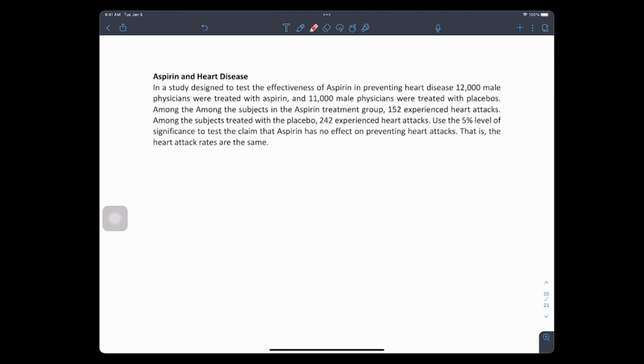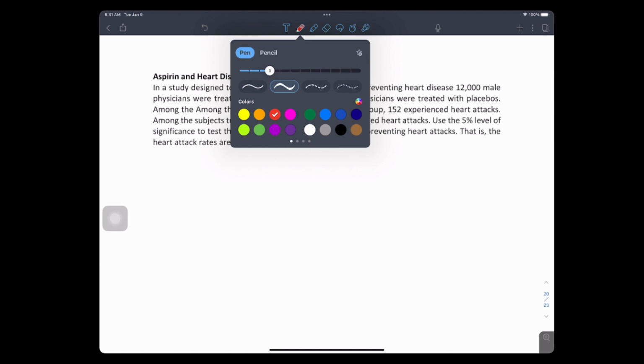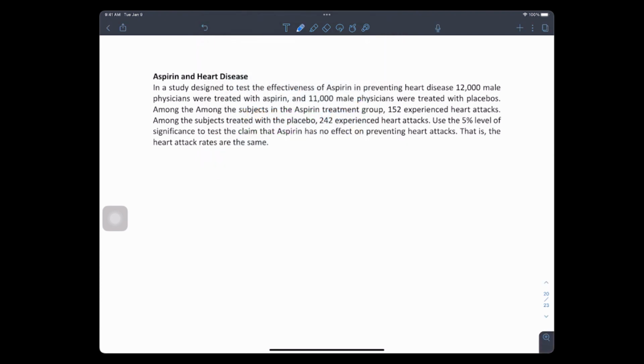Okay. Now sometimes they call it a blind test and a double blind test, meaning they don't tell them what they're taking. So they may tell one group, hey, you guys got the aspirin, and the other group, hey, you get the placebo. But if they blind the folks, they don't know what they're taking. So it's a way to test the effectiveness of any sort of medication or substance. Okay, so we want to do something like this because it's fascinating. Among the subjects in the aspirin group, 152 experienced heart attacks. Among the subjects with the placebos, 242 experienced heart attacks.